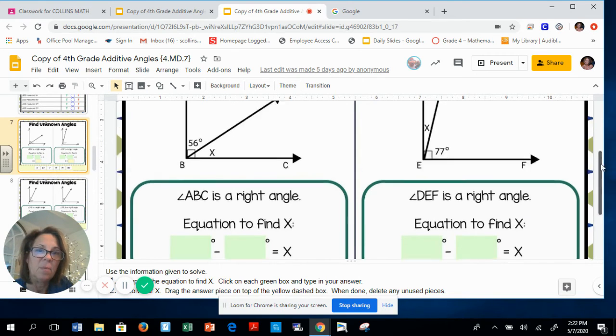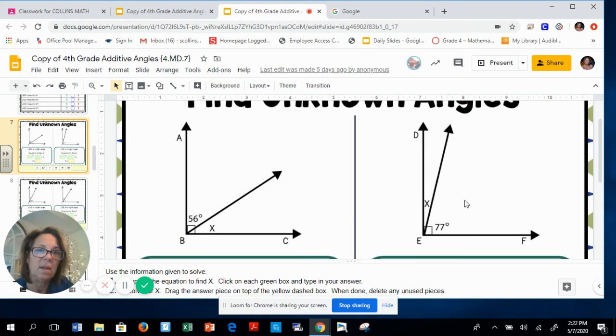And again, the same idea over here. This one's measuring 90 degrees. They're already telling me that I know this part, 77, so I'm trying to find out the angle of this very small angle right here. So again, you would take 90 degrees. You would take away the part that you know.